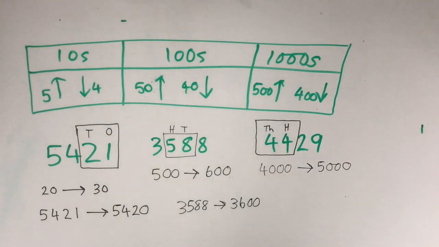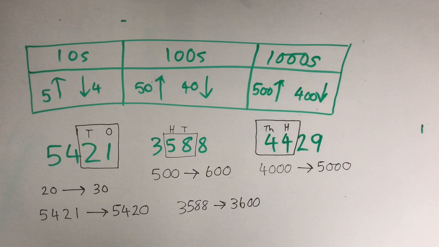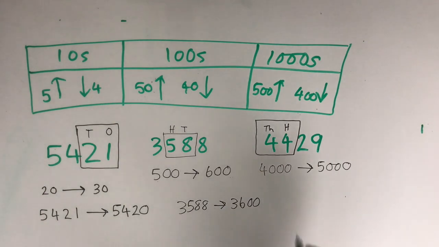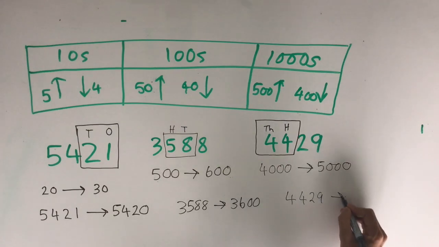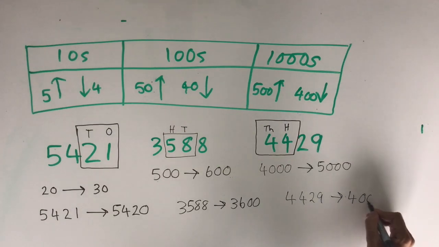We can see that we've got 400, which means that we round down. That means 4,429 rounds down to 4,000.